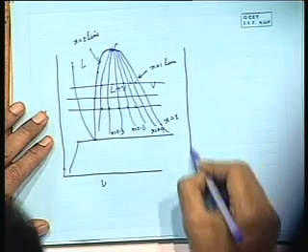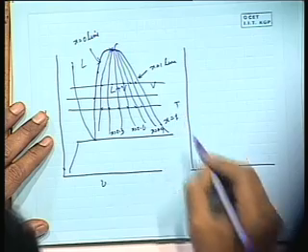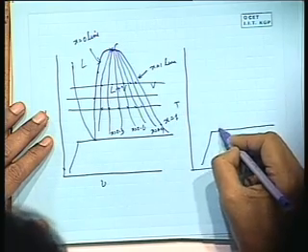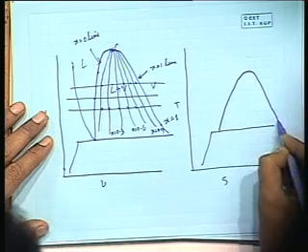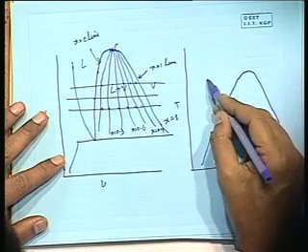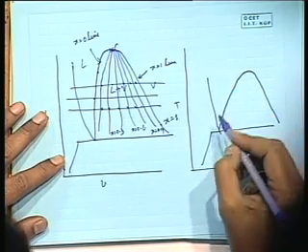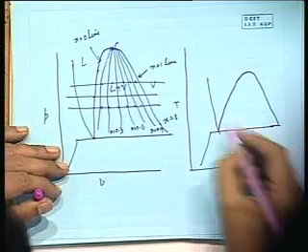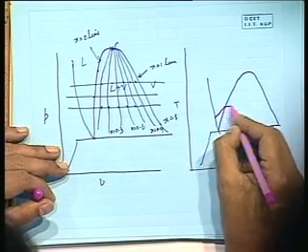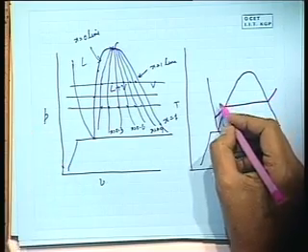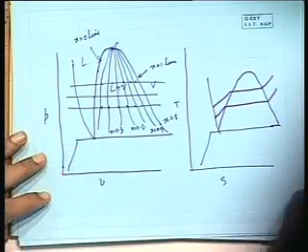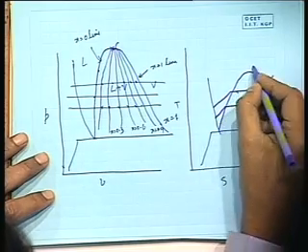Similar is the case for the TS diagram also. We can denote it the same way. We can show a TS diagram that looks like this. The scale is different, however that does not matter. So in the TS diagram also, these are the constant pressure lines.